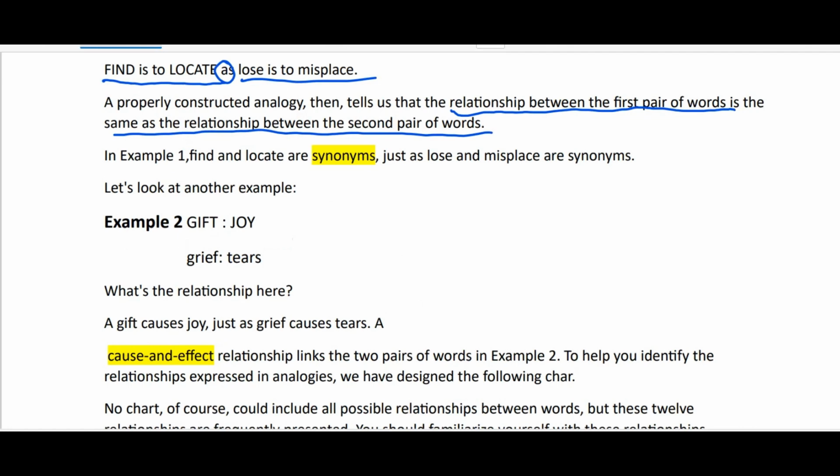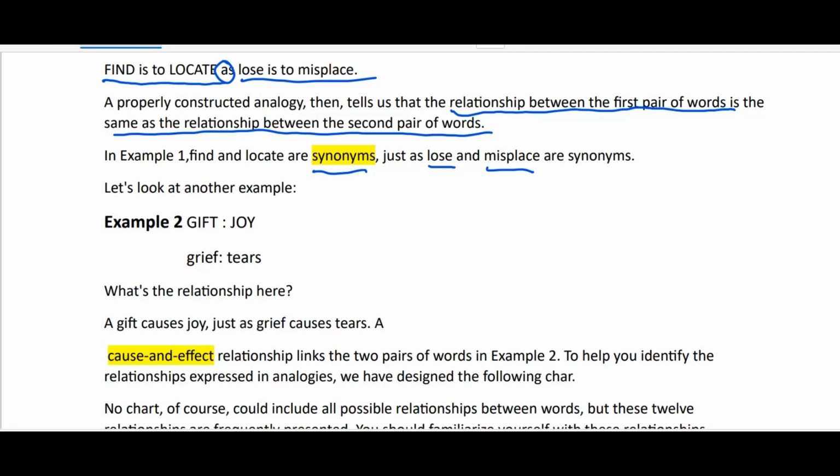For example, find and locate are synonyms. So this is the relationship between find and locate. Just as lose and misplace, they are also synonyms. So if I have the same relationship, the analogy is correct.